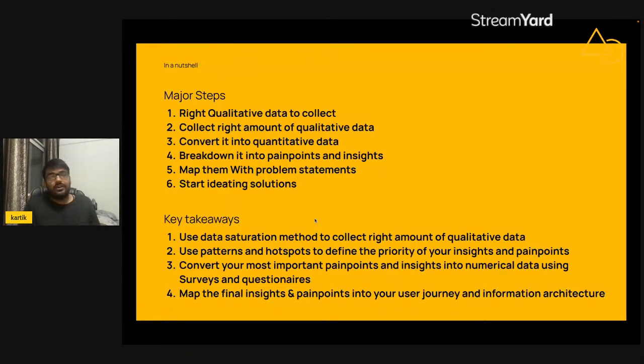We use patterns and hotspots to define the priority of our insights and pain points among our transcribed interviews. We also convert our most important pain points and insights into numerical data using surveys and questionnaires. And based on that, we choose the best ones, we reject the least important ones. And we finally map these final pain points and insights into our user journey and information architecture.